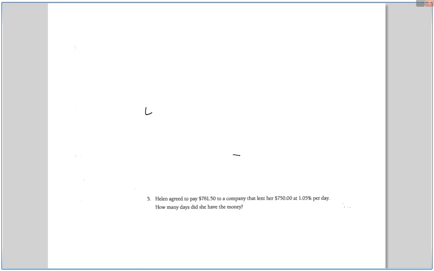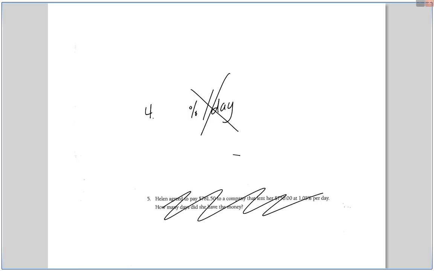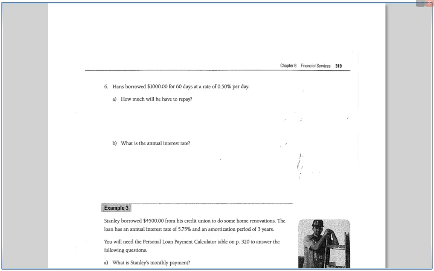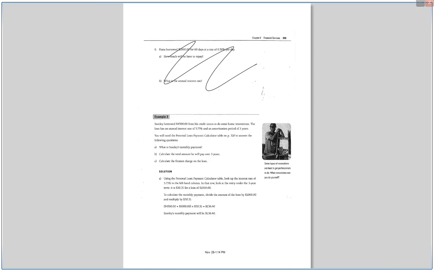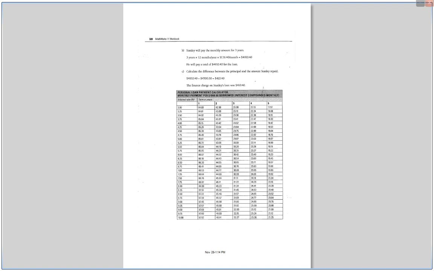So there's a question missing on my page here, but question 4, if you notice, says percentage per day. We're not doing any questions that involve daily percentage. So you don't have to do 4 and 5. Those are omitted. Same with 6. They will not be on your exam.